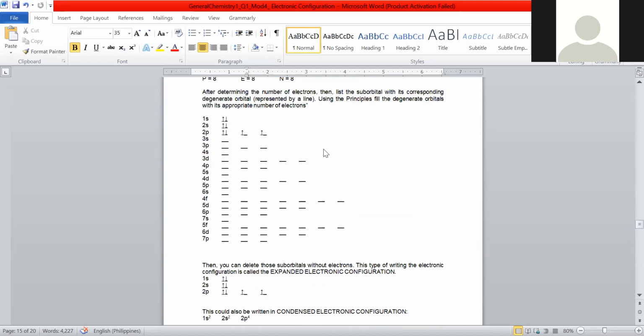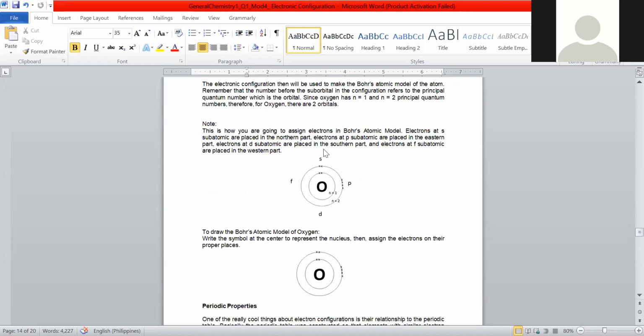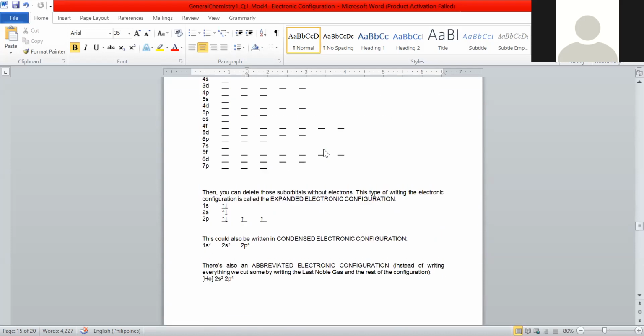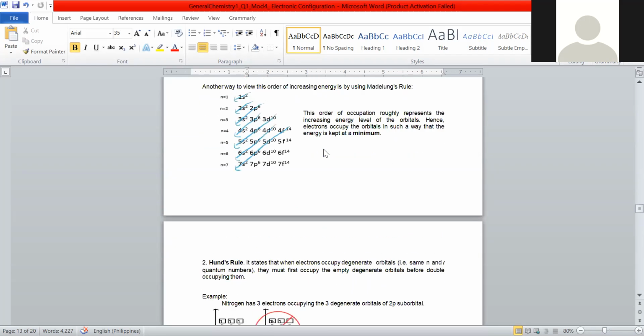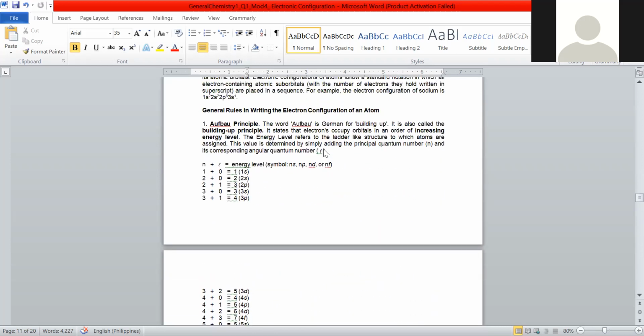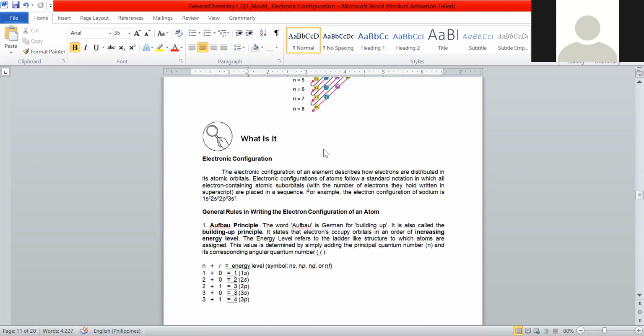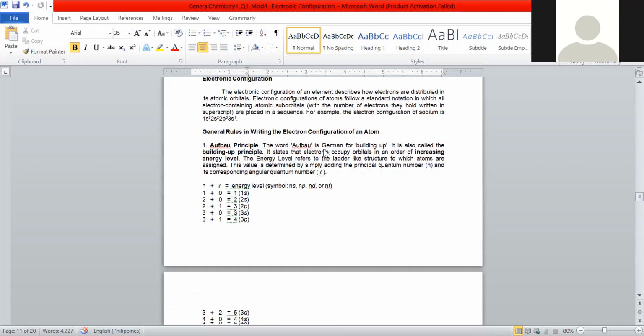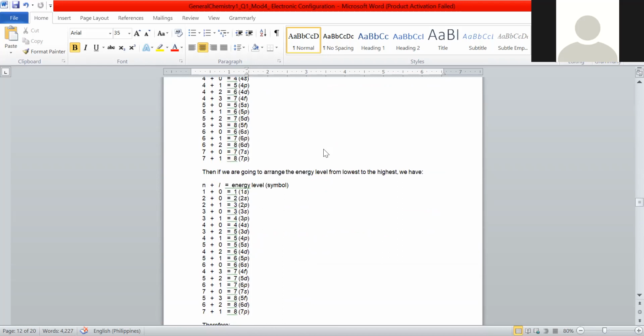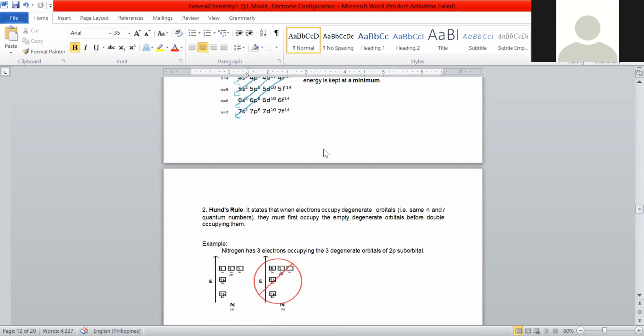Okay. So the Bohr's atomic model is just a representation of how electrons are being placed. Actually, we use two models here. We use the quantum mechanical model, the quantum numbers in the quantum mechanical model, and the Bohr's atomic model. So in the quantum mechanical model, we have these quantum numbers. Are the quantum numbers already clear to you? Yes, ma'am. Okay, very good.